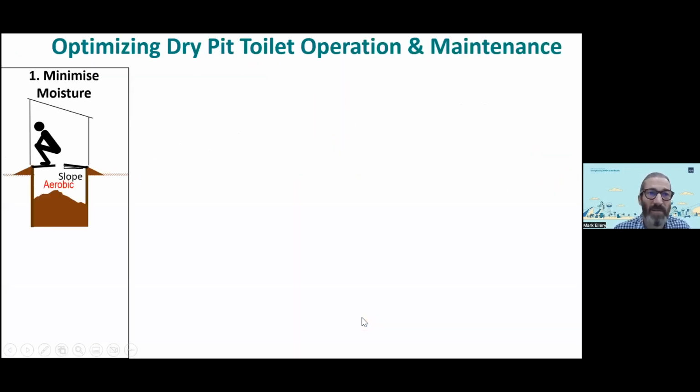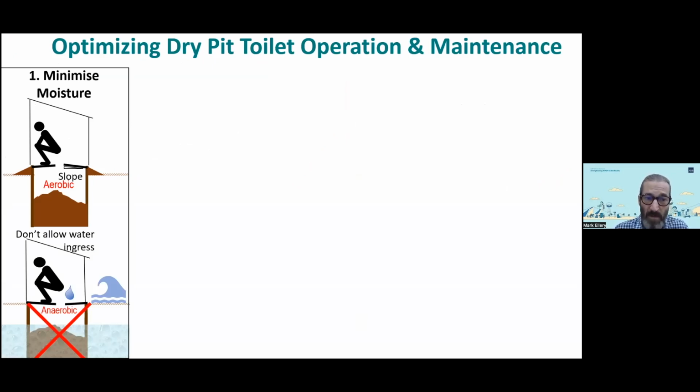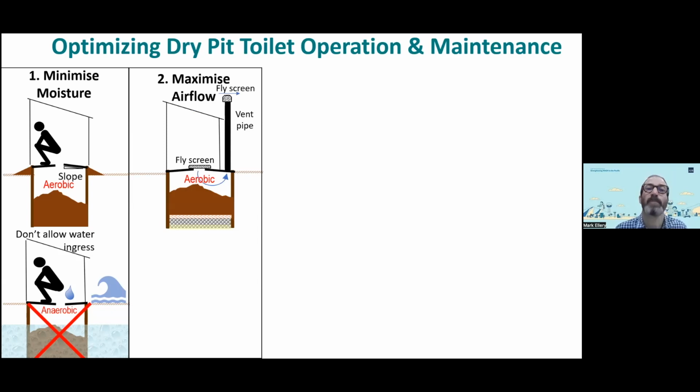So for dry pit toilets, the key for optimizing is to minimize the moisture and reduce the risks of ingress of water into the toilet. What will happen when water comes in, it kills the aerobic bacteria, and you will get the awful smell of the dead and decaying bacteria when it switches from an aerobic state to an anaerobic state, and vice versa.